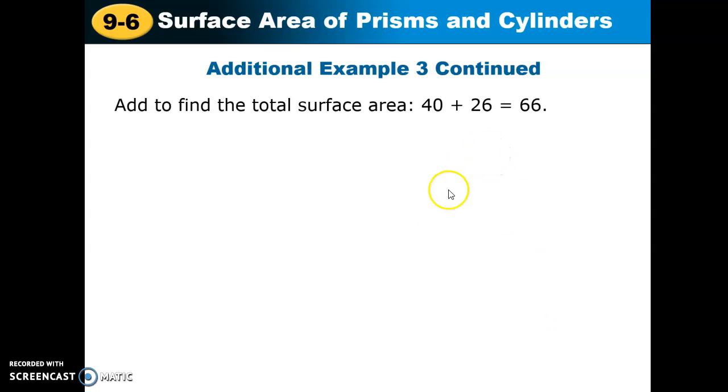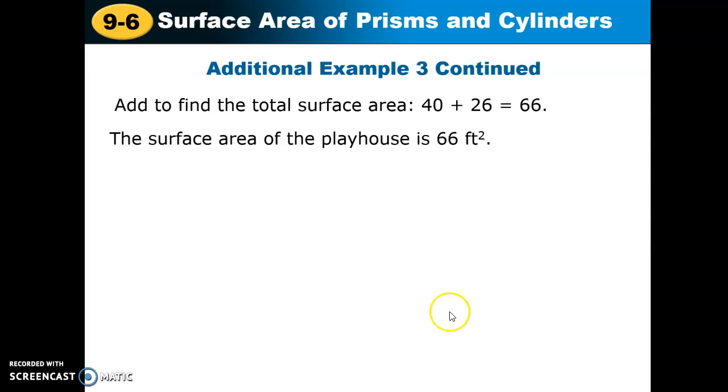Okay, so now we have to take the surface area of the bottom of the house and add it to the roof. So 40 plus 26, and you get a total surface area of 66 feet squared. So that one's a doozy, not going to lie. That is a tough problem. You really, again, have to take it step by step. That's not a problem to rush through.